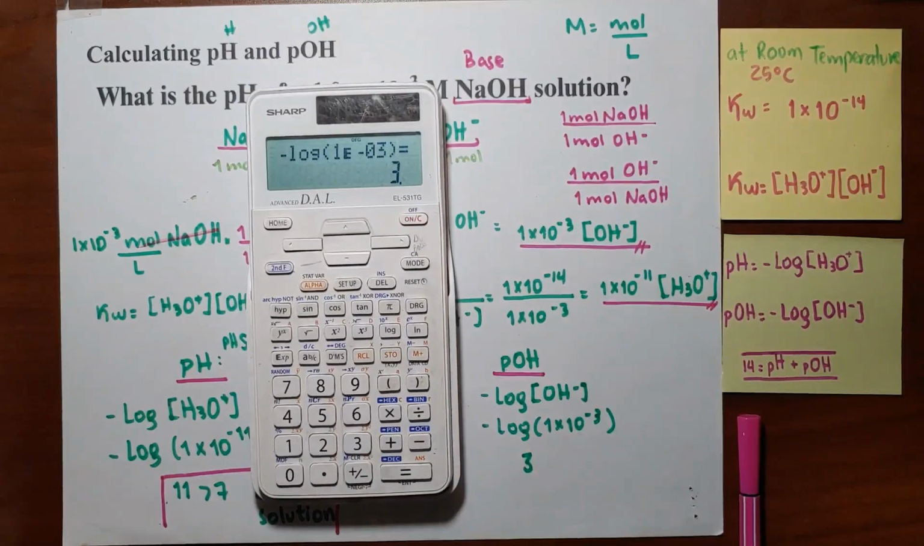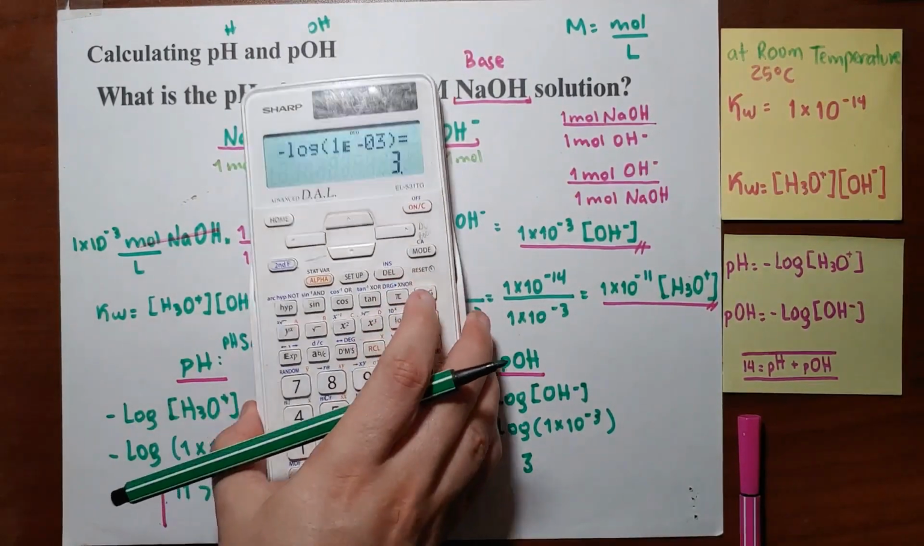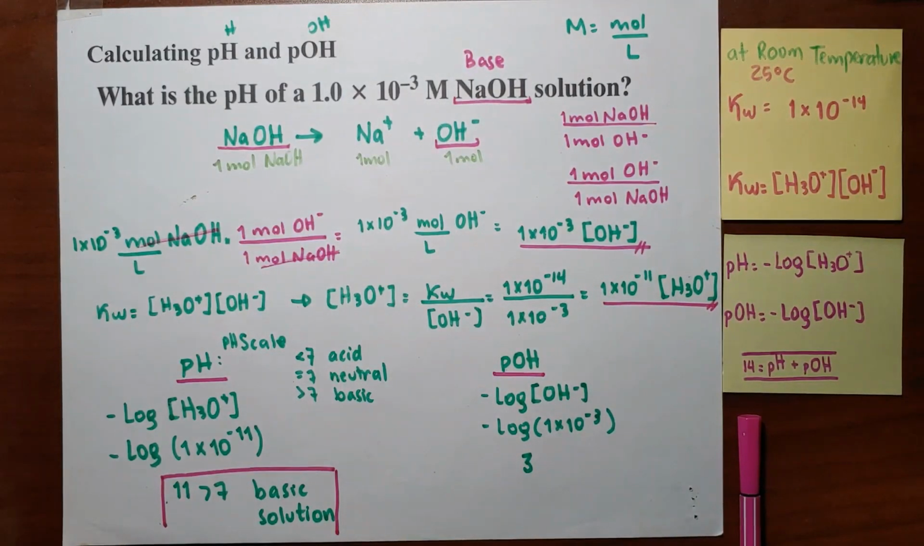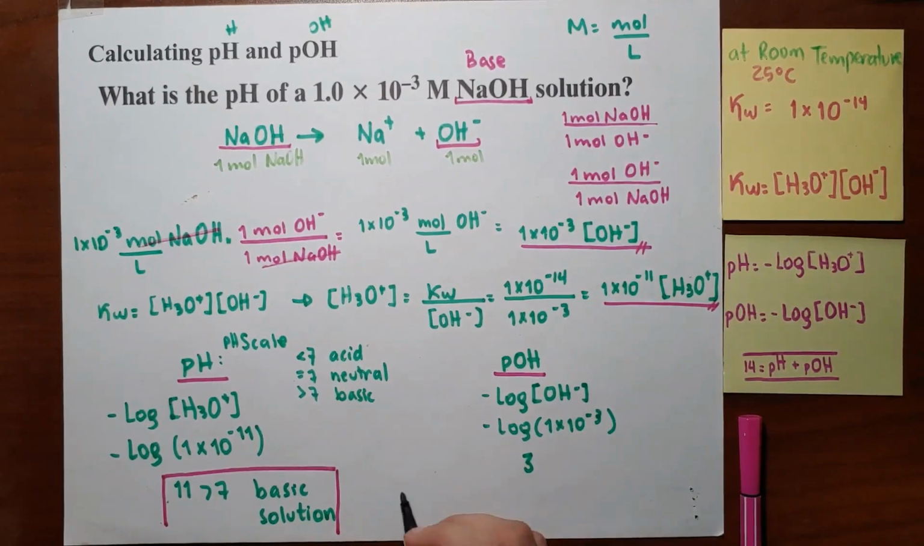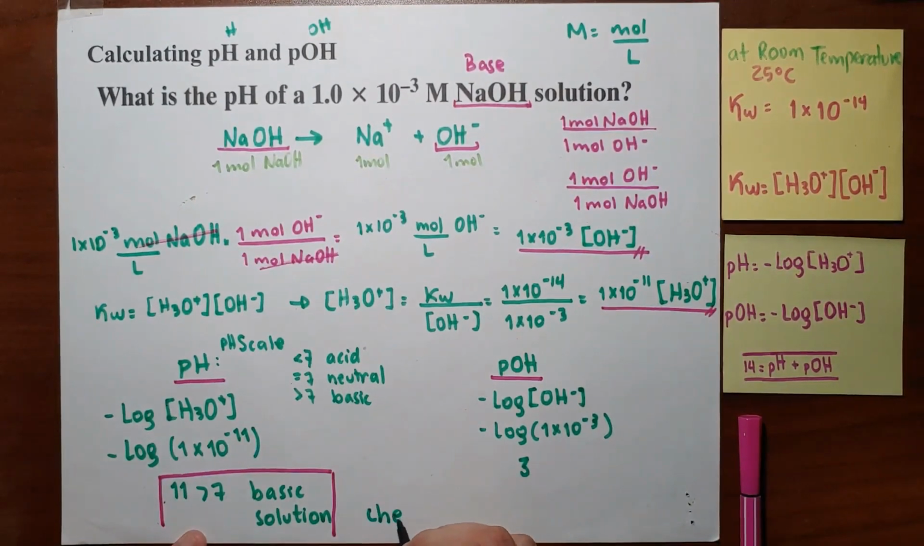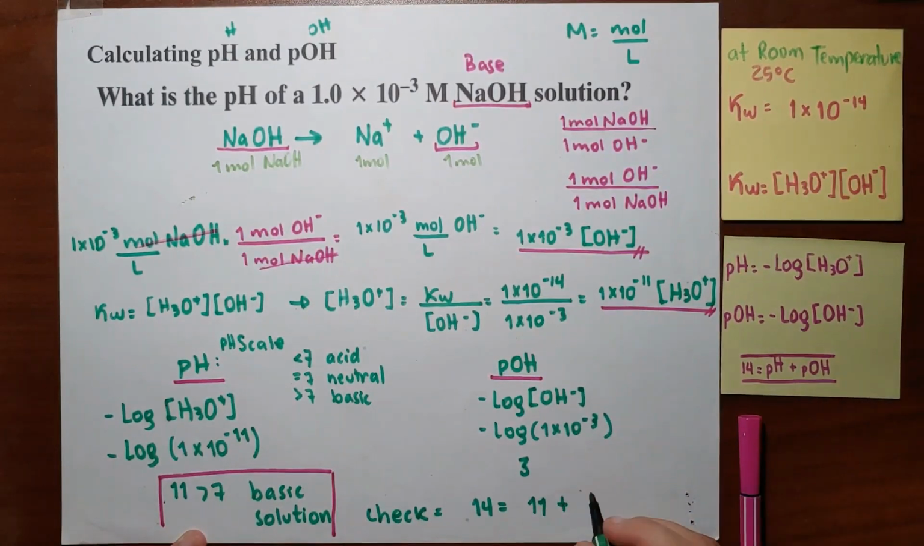Now, just to make sure that we did it right, let's check. 14 is equal to pH plus pOH. pH was 11 plus pOH, we got 3. 14 equals 14. So it's okay. We did it right.